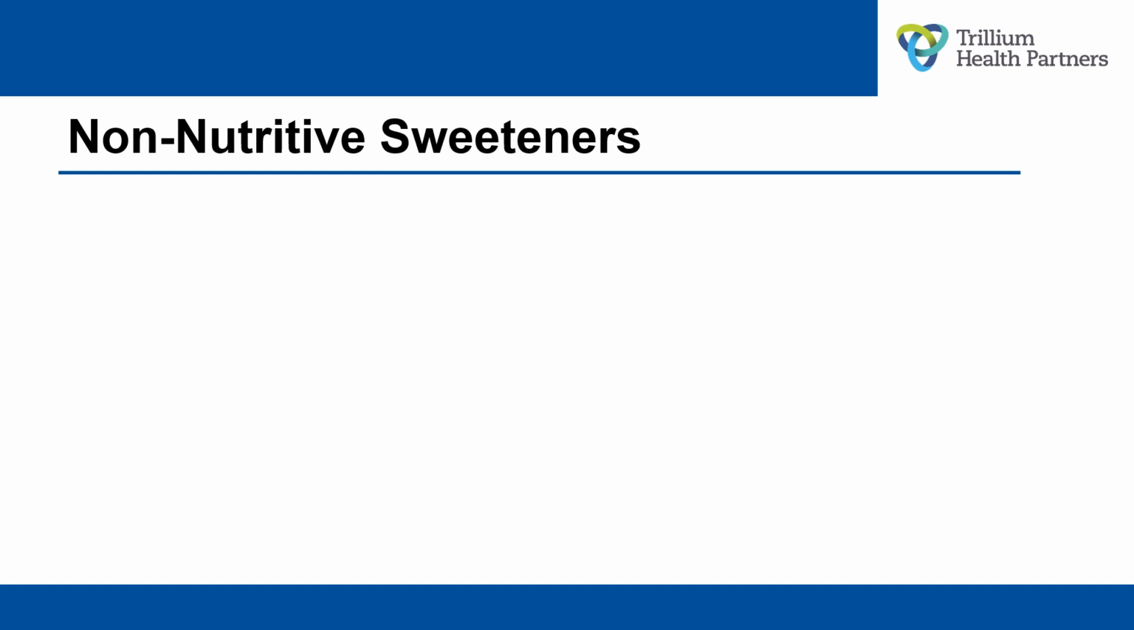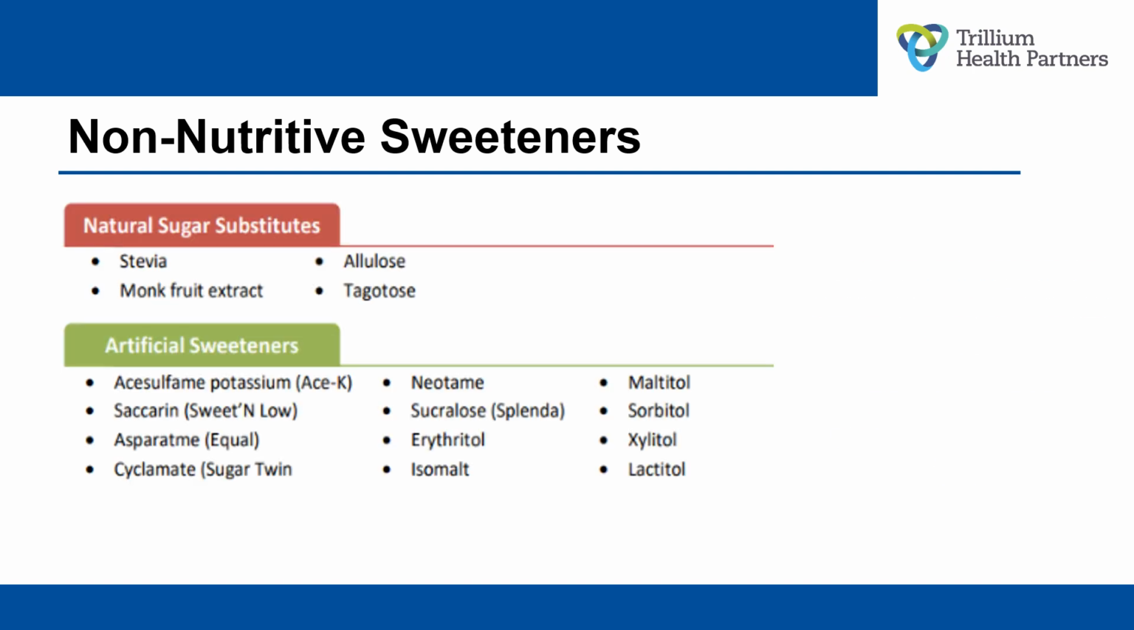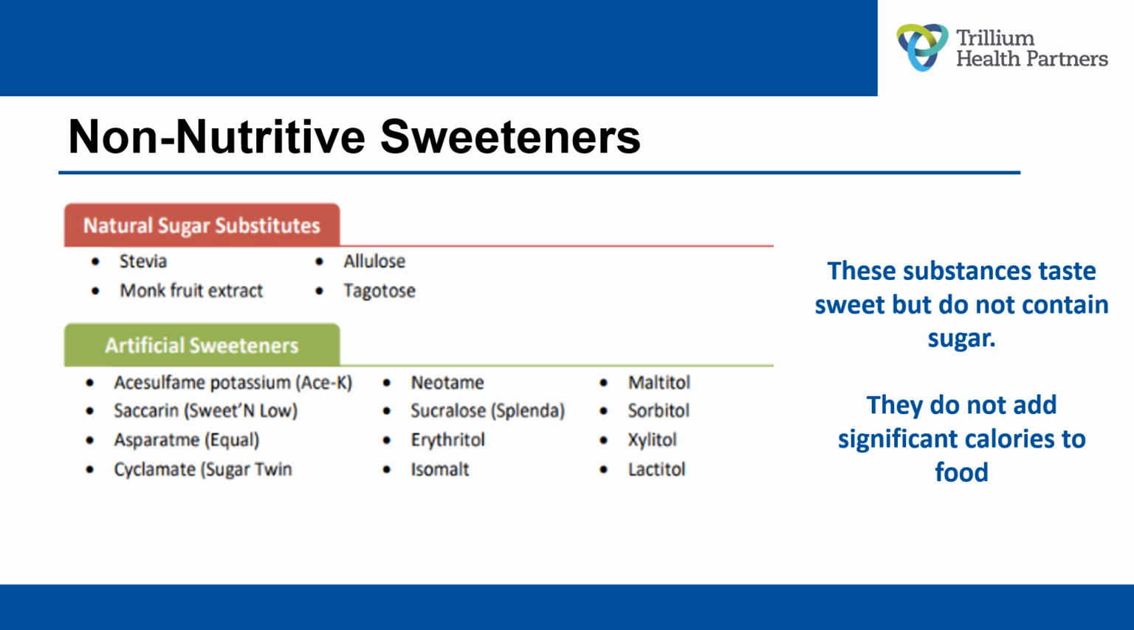Foods can also be sweetened with something called non-nutritive sweeteners. These ingredients taste sweet, but do not actually contain sugar and do not add significant calories or energy to our food. Some sweeteners are natural, like stevia or monk fruit, but most are artificial. Here you can see a list of some common non-nutritive sweeteners. As with anything else, non-nutritive sweeteners can be enjoyed as part of a balanced diet.